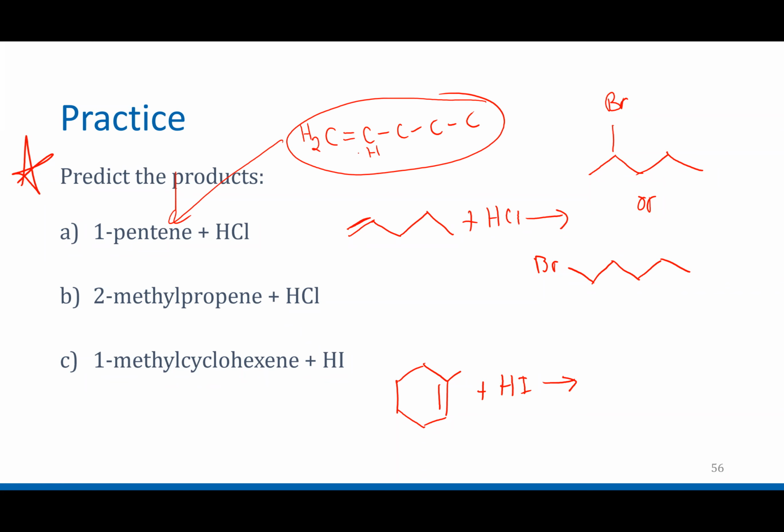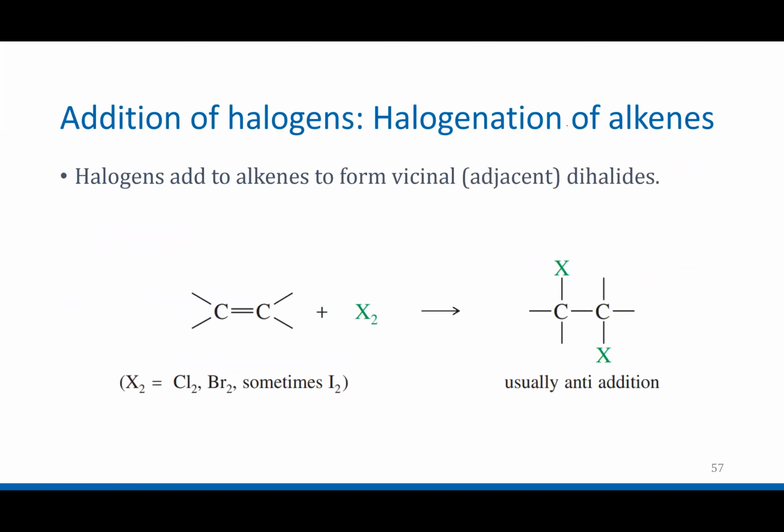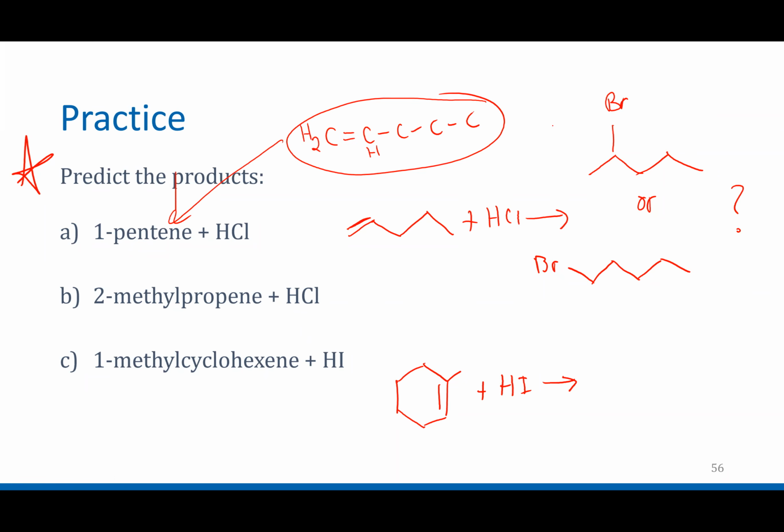So I'll ask you guys, which molecule is correct? Which side will the hydrogen go on and which side will the bromine go on? Remember, the hydrogen will go on the side that has the most hydrogens. So in which case did that happen? You guys let me know in the chat. I'll call one A and I'll call one B. So A and B.